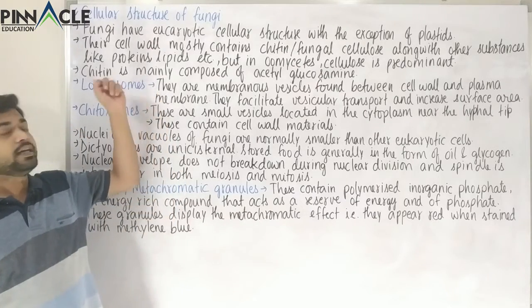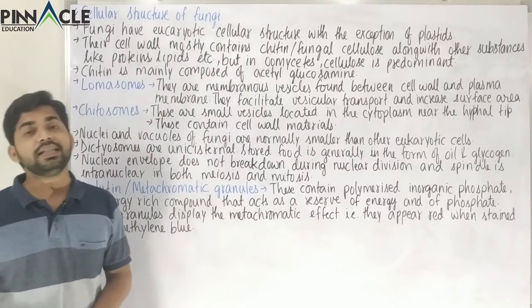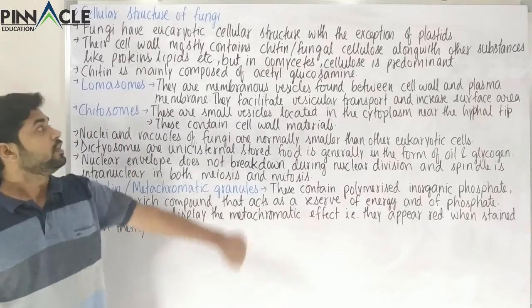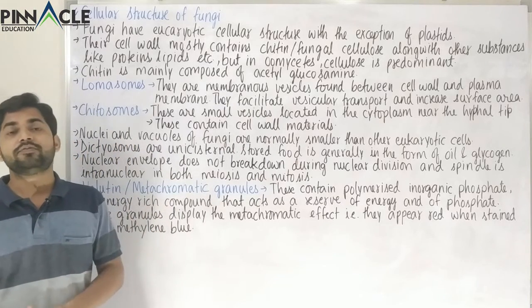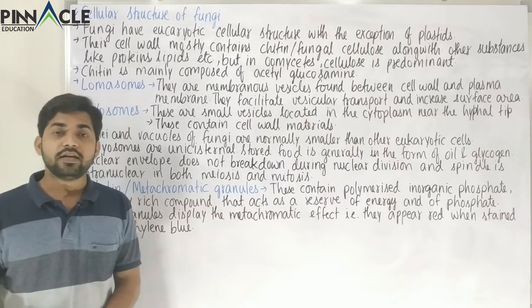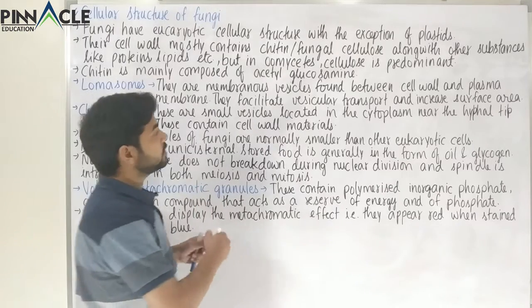Now this chitin is also a polysaccharide, and it is mainly formed of N-acetyl glucosamine. We can also say acetyl glucosamine, but normally it is fully named N-acetyl glucosamine, and it is also a polysaccharide. But here we can see that amine.